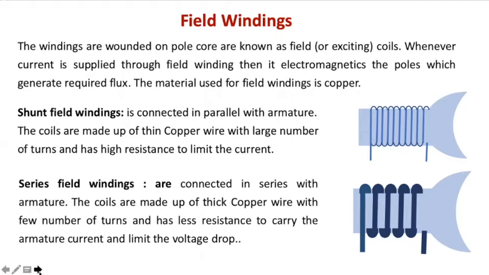The series field windings are connected in series with the armature. The coils are made up of thick copper wire with few turns and therefore have less resistance to carry the armature current and limit the voltage drop. Because in series it has to carry the full load current, the conductors will be thicker as compared to the shunt field windings. And because the cross sectional area is more, thick conductor means cross sectional area is more, hence the resistance will be lesser.